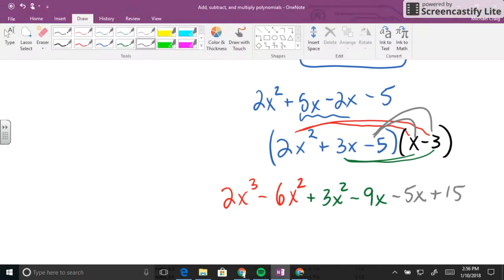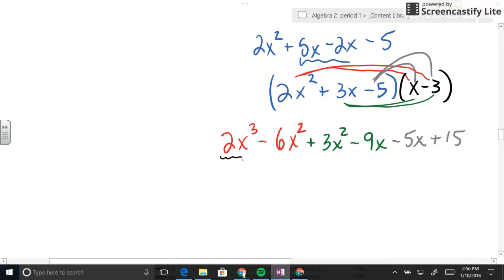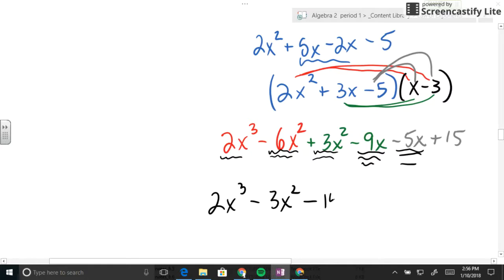So now that we've gotten all the way through here, we just want to combine our like terms. 2x cubed, there's nothing like that, so we get a 2x cubed. We have a negative 6x squared and a positive 3x squared. When we combine those, we get a negative 3x squared. We have a negative 9x and a negative 5x. When we combine those, we get a negative 14x. And then, of course, there's nothing like this 15, so we just put plus 15.